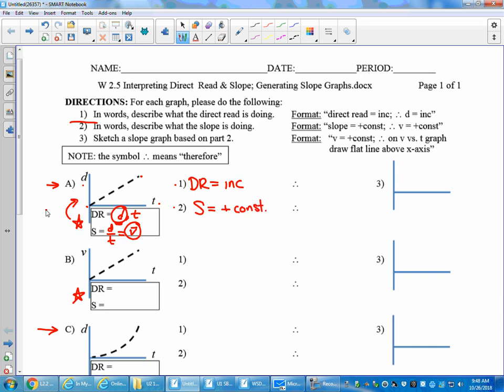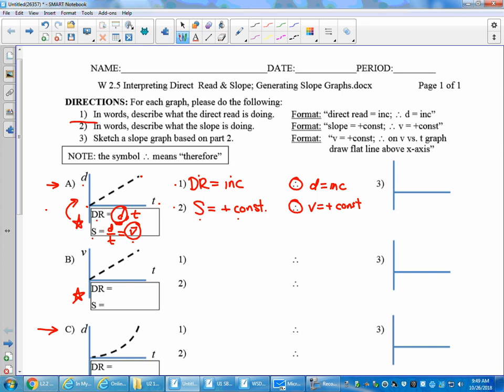Now, just like you've done in math, we have a therefore. You probably haven't done that symbol. That symbol means therefore. Well, if we know that direct read represents displacement, and if we also know that direct read is increasing, well, what does that mean? What does that imply or necessarily entail? Well, if direct read is displacement and direct read is increasing, then you know, therefore, displacement is increasing. Of course. Same game with slope. Slope is your velocity. Slope is a positive constant. Therefore, velocity is a positive constant.